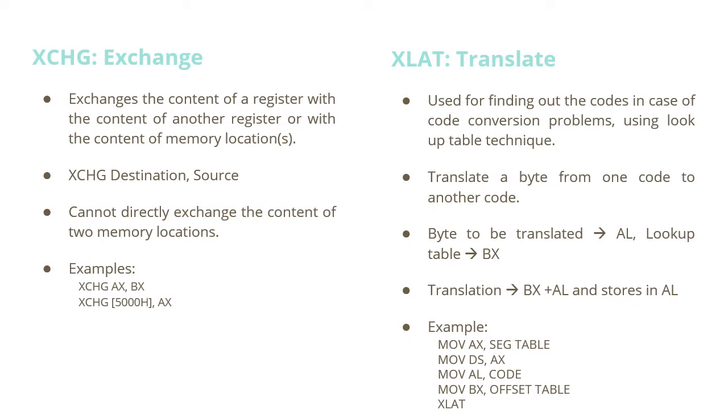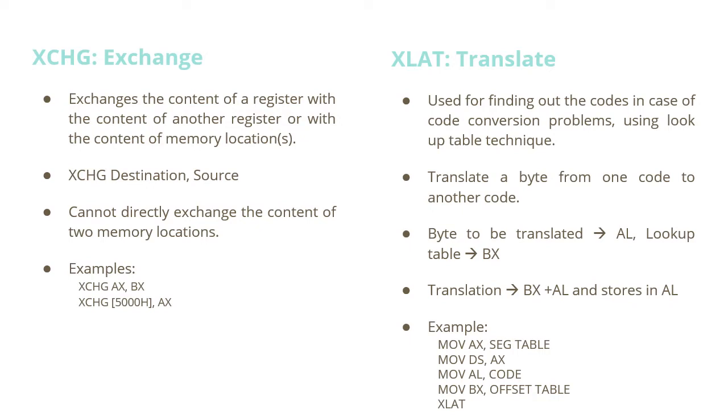Here are a few examples of the XCHG instruction, the first one is XCHG AX, BX, where the contents of the registers AX and BX are interchanged. Another example is XCHG 5000H, AX, where the content of the AX register is being exchanged with the content of the memory location 5000H.